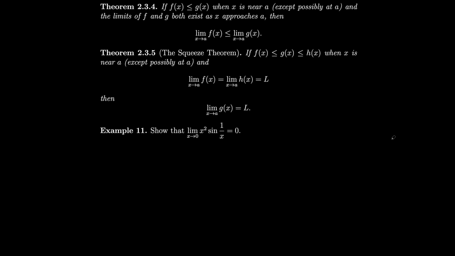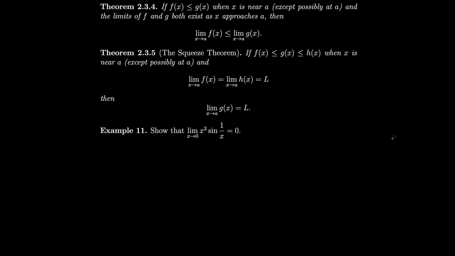Okay, for our last theorem, we need to talk about the squeeze theorem. But first, if f of x is less than or equal to g of x when x is near a, and the limits of f and g both exist as x approaches a, then the limit of f of x will be smaller than or equal to the limit of g of x near a. So if one function is bigger than the other one, then one limit is bigger than the other one, which should make sense.